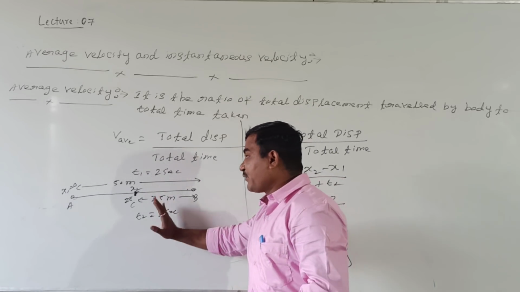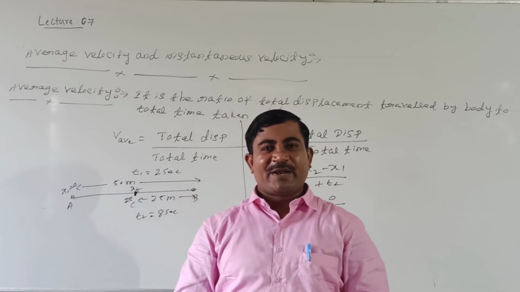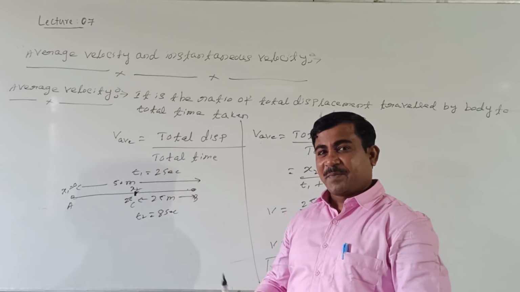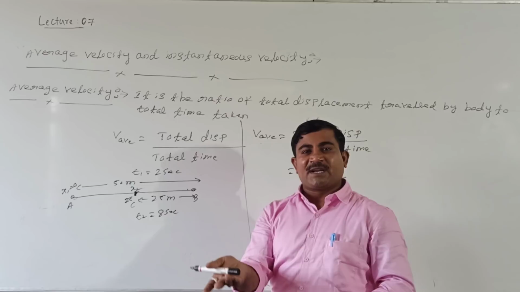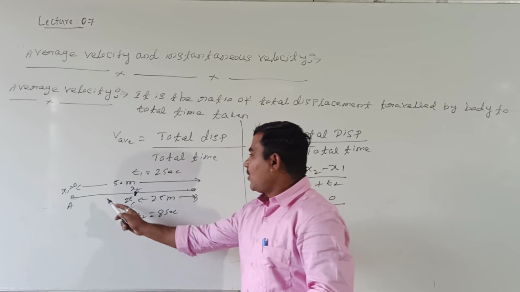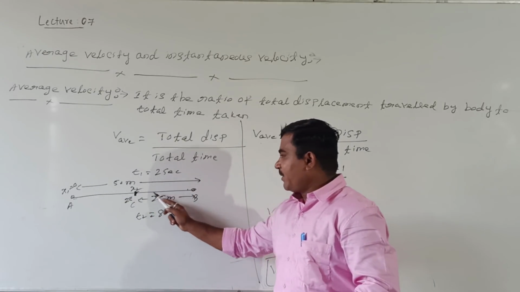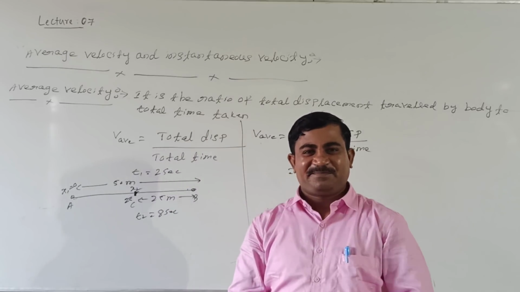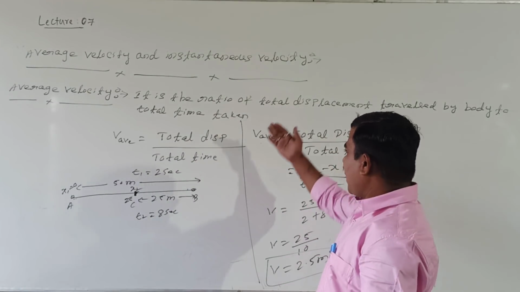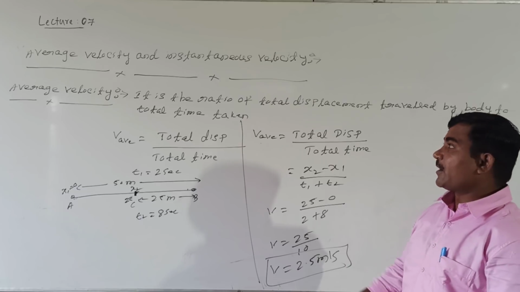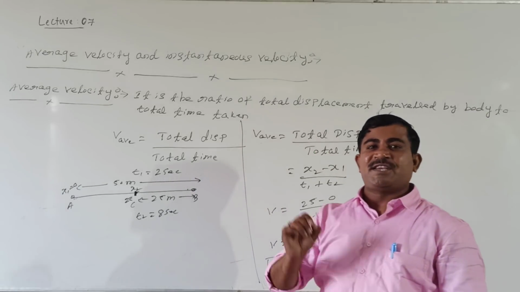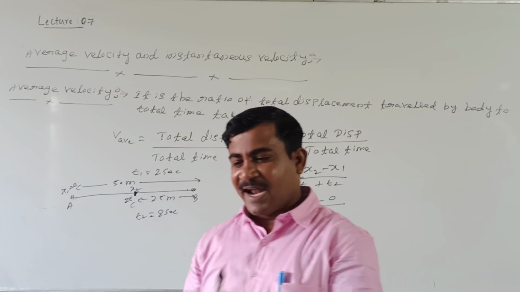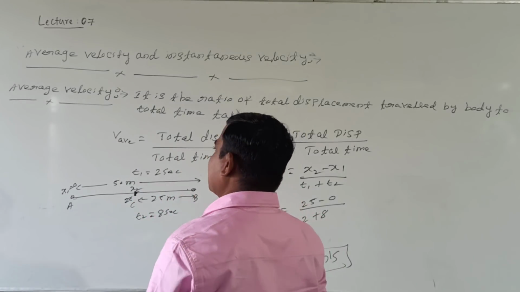But speed will be different here, because speed differs from velocity when there is a change in direction. The object goes from A to B, again B to C, and the direction changes here. This is how the average velocity can be calculated. One more is the instantaneous velocity. What do we mean by instantaneous velocity?